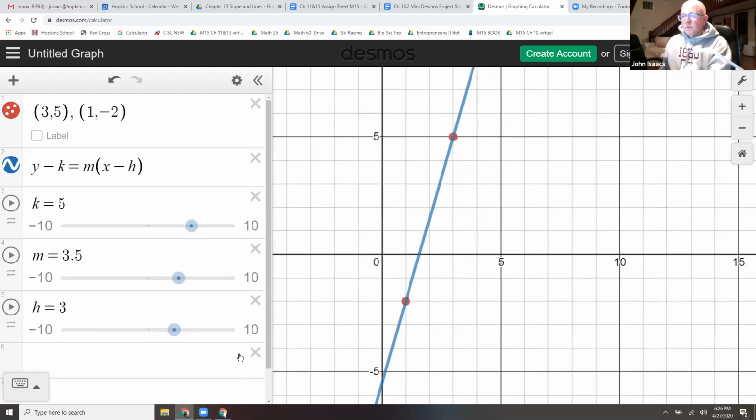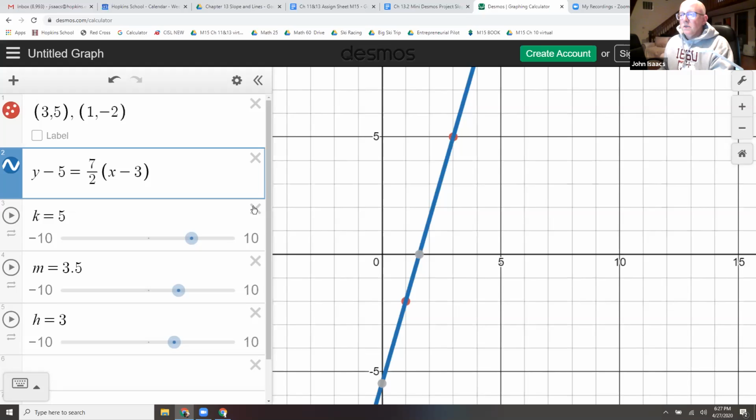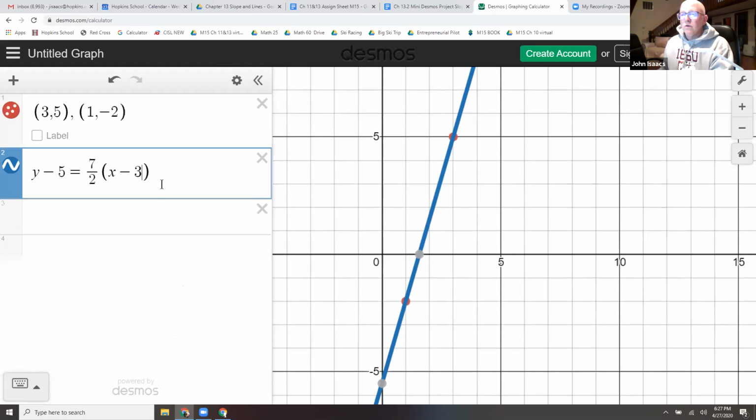Now, I want to get rid of these sliders and just type these values in here. So we're going to type in 7 divided by 2, that's the slope. And for k, we're going to type in 5. And for h, we're going to type in 3. Okay, let's get rid of the sliders. Now we're clearly just looking at the linear equation of this line as it presents.